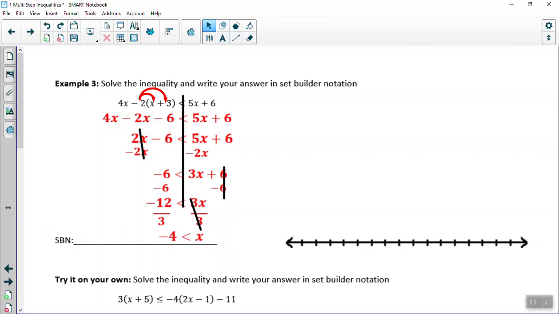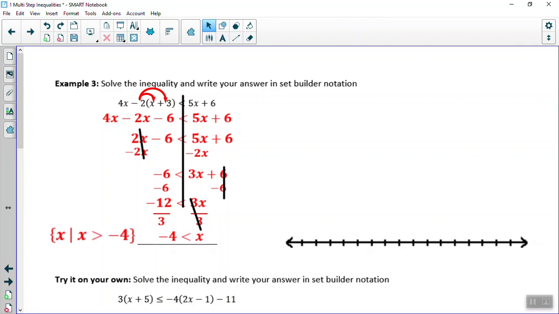Now when we go to put that into set builder notation, we have to flip that around. It cannot be written in this order. It has to be flipped around. So see how that is open to the x? When we flip it around, it has to stay open to the x. So I'm going to put that over here. So my x is greater than -4. It's the same thing here. -4 is less than x, or x is greater than -4. It has to be with the variable first when we put it in set builder notation.